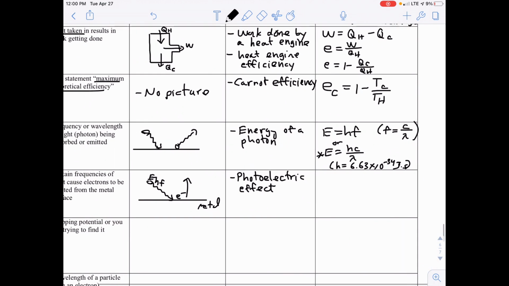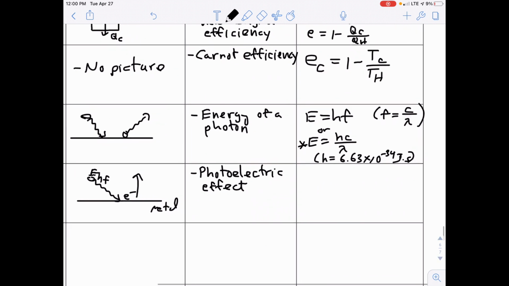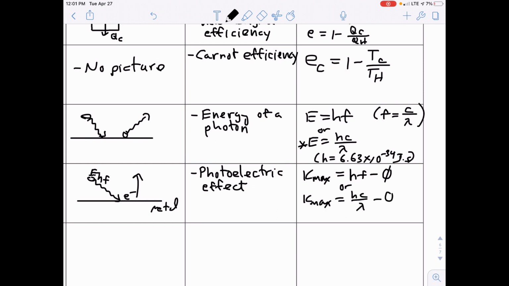There's really just one equation that we need, but we can write it two ways. The maximum kinetic energy can be written as the energy of the photon coming in minus the ionization energy of what's holding onto the electron in the first place, known as the work function, phi. Again, you could also rewrite this as hc over lambda minus the work function. Okay, we can write that a couple of ways.